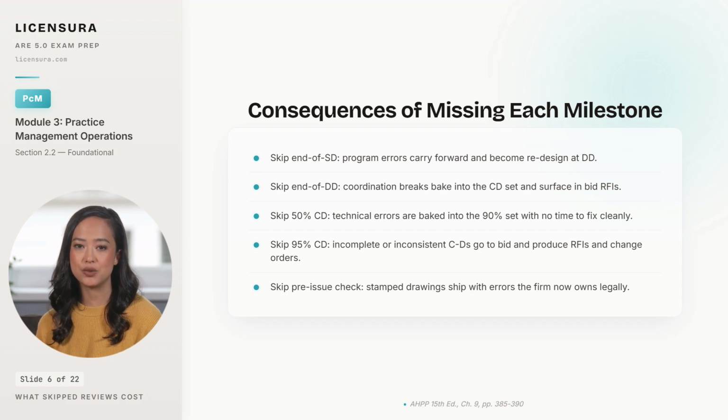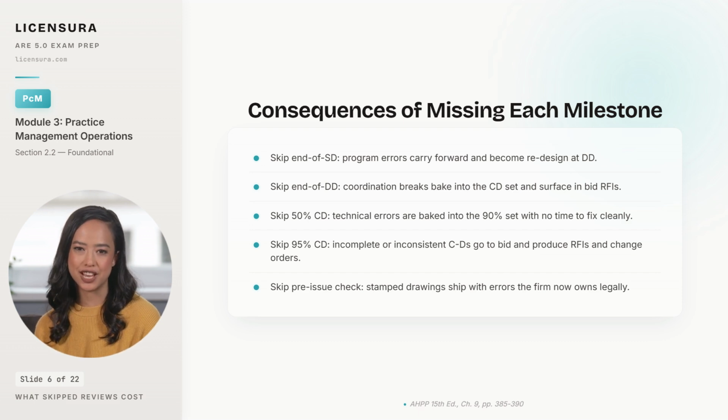Skip the end of DD review, and uncoordinated discipline drawings get baked into the CD set, which is where RFIs from bidders start arriving and the firm has to issue addenda under deadline pressure. Skip the 50% CD review, and any technical error gets carried into the 95% set, where there is no longer enough time to fix it cleanly. The team either ships a flawed set or burns through nights of overtime to patch it.